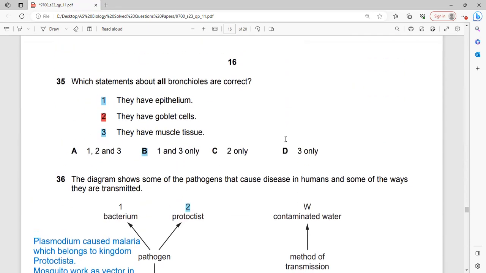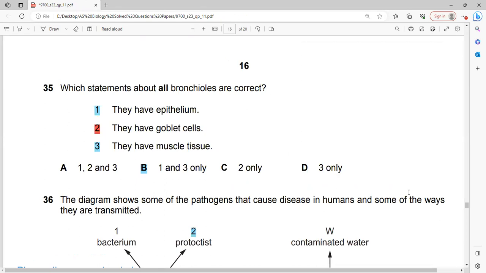Which statement about the bronchioles is correct? So the bronchioles are produced after the bronchus. The trachea divides into bronchus, and the bronchus divides into bronchioles. So these bronchioles have epithelium, fine, it's correct. They have smooth muscles, which control the diameter of the bronchioles and provide flexibility. While for goblet cells, there are no goblet cells present in bronchioles. So that's why options 1 and 2, B is our correct option.